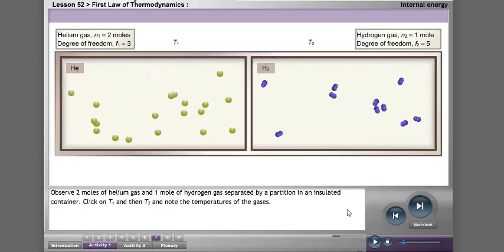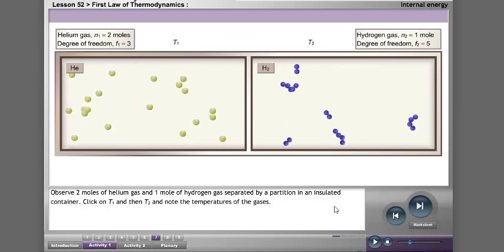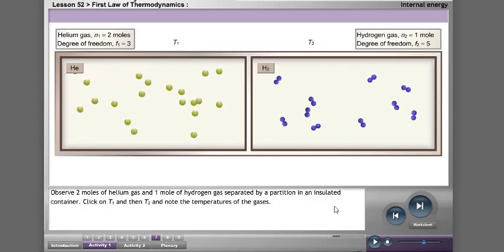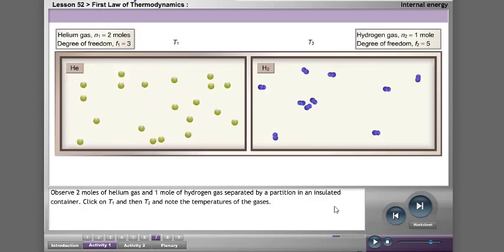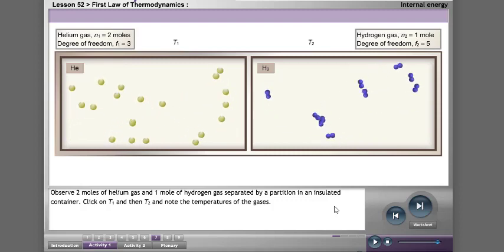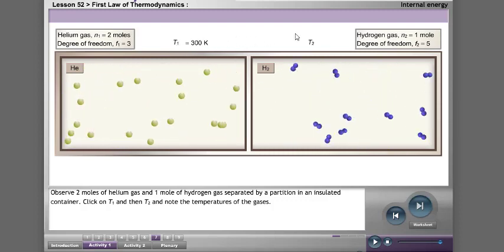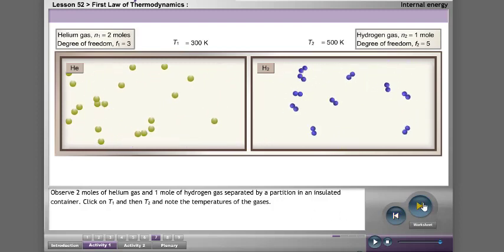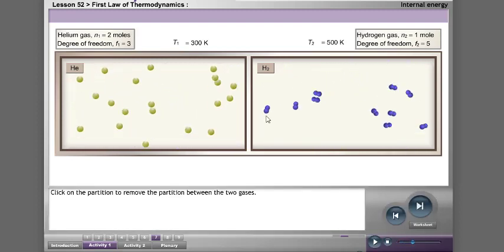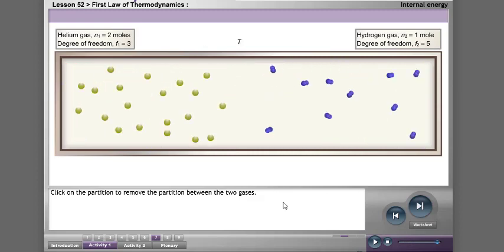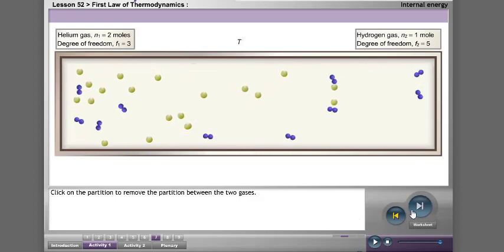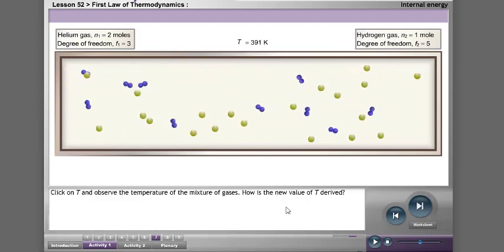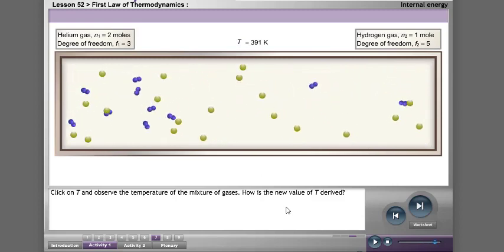Observe 2 moles of helium gas and 1 mole of hydrogen gas separated by a partition in an insulated container. Click on T1 and then T2 and note the temperatures of the gases. Click on the partition to remove the partition between the 2 gases. Click on T and observe the temperature of the mixture of gases. How is the new value of T derived?